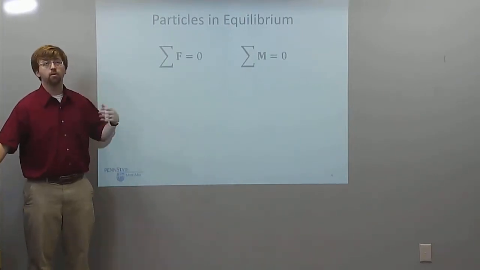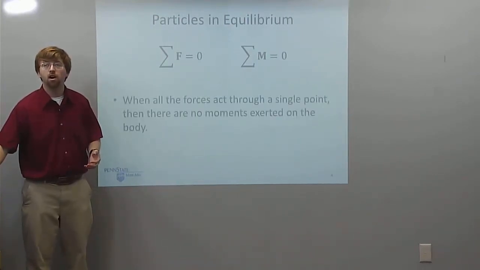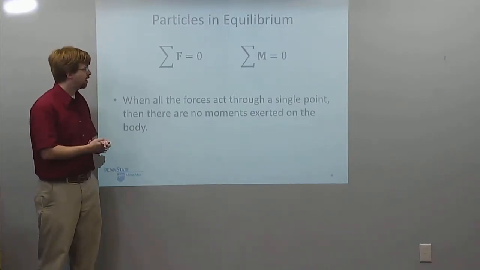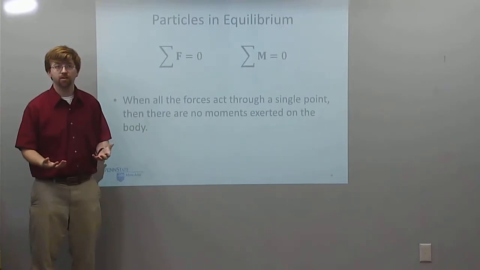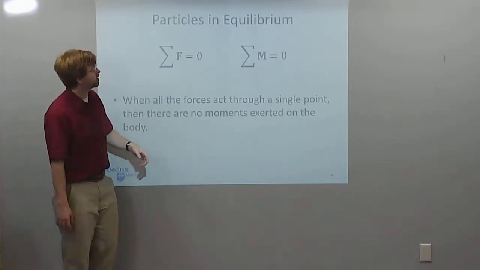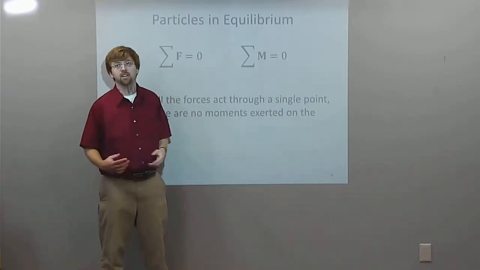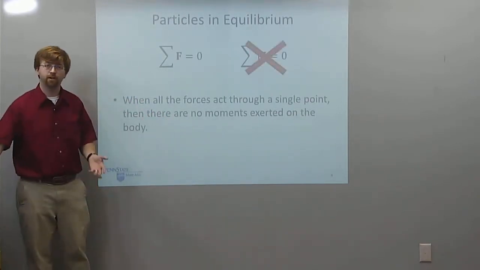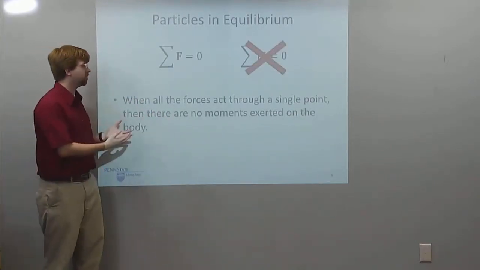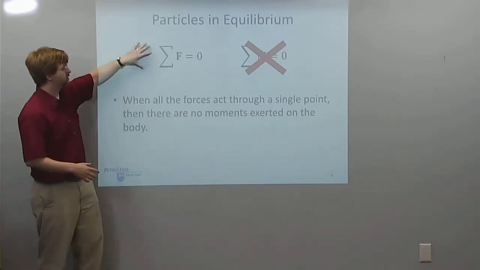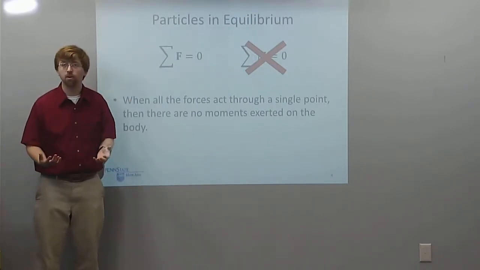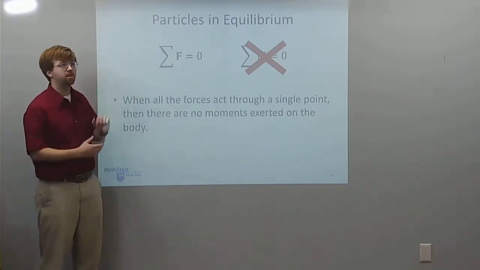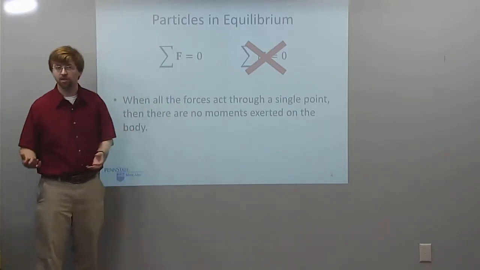So when we have particles in equilibrium, or concurrent force systems, we've got our two equations. Net force is equal to zero, net moment is equal to zero. But when we've got this particle or concurrent force system, there's no moments. So if there's no moments in the first place, this equation over here is just going to be 0 is equal to 0. So it's not really a useful equation. What we're going to use instead for this system is just the sum of the forces is going to be equal to 0. And so with particles in equilibrium, we've only got half of the equilibrium equations to work with.